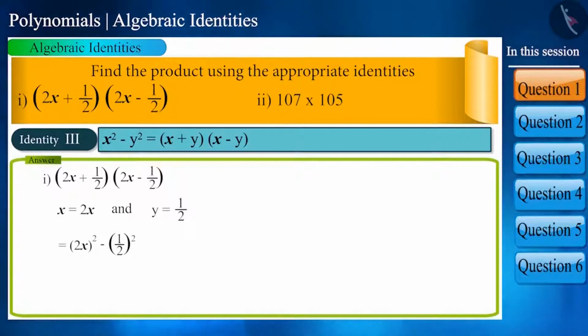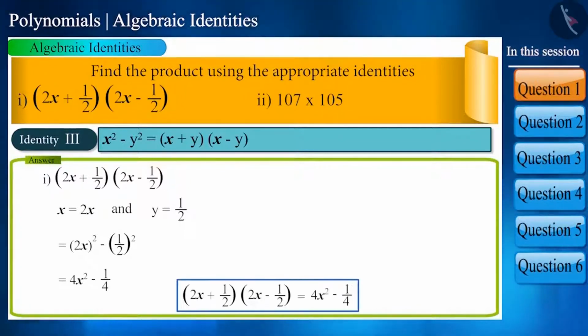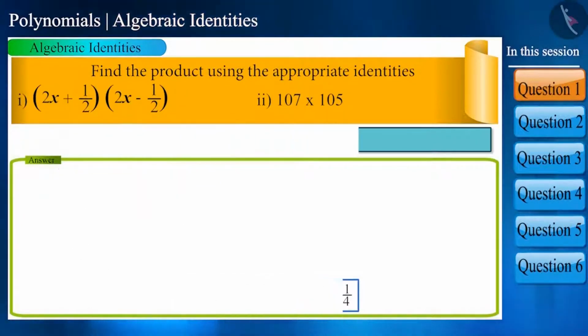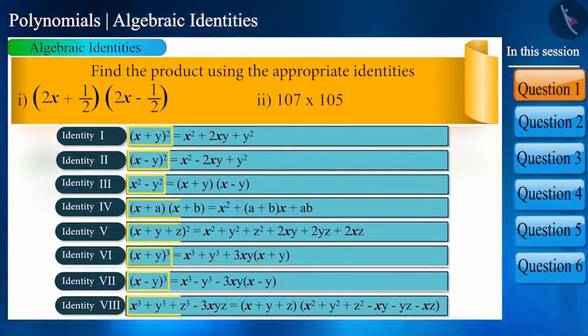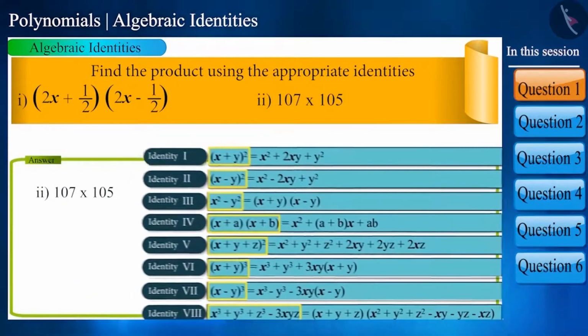After solving this, we will get 4x square minus 1 by 4. Now, let's find the solution to another sub-question in a similar way. All identities are related to the addition or subtraction of 2 terms.